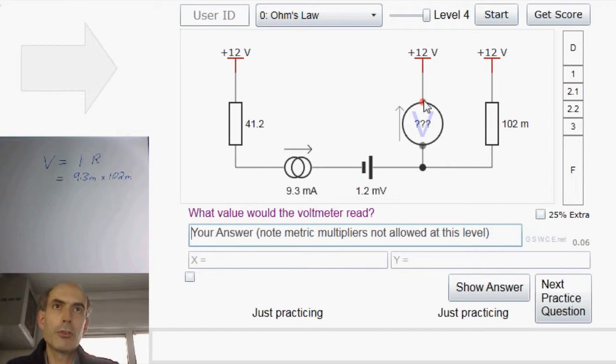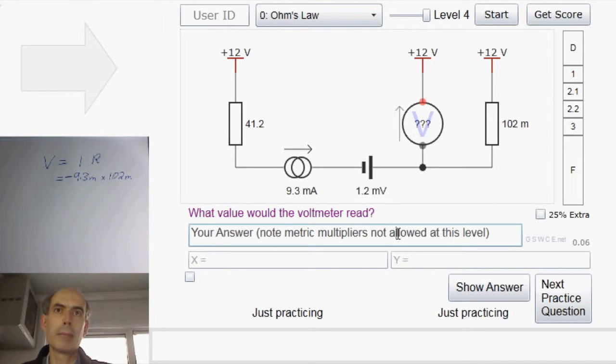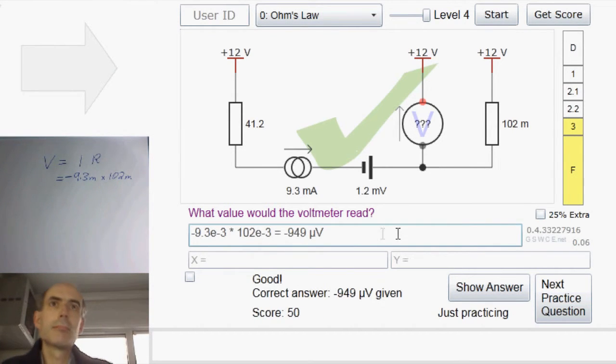The voltmeter has its red dot, that's the positive dot, on this side, not on this side. So the voltmeter is, if you like, upside down. It's going to register a negative voltage. So the voltage that the voltmeter is actually going to read would be minus 9.3 times 102 milli, which is minus 9.3 e to the minus 3, because I can't use milli at this level, times 102 e to the minus 3.